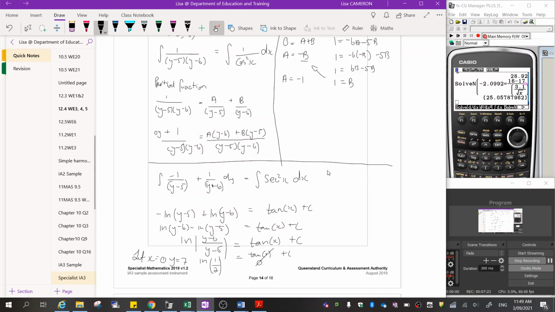I can just carry on with it like this, but I could rewrite this as negative ln 2, because this is the same as saying ln 2 to the power of -1. So then the negative can come out the front. You don't have to do that. You can, but you don't have to.